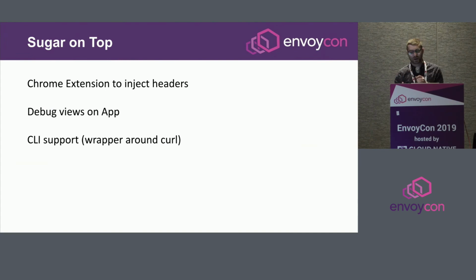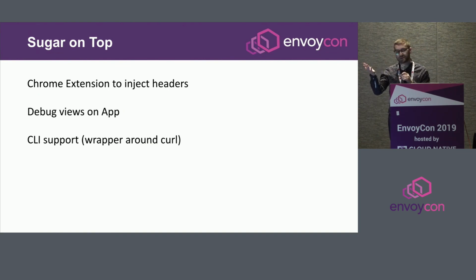Unfortunately, the developer experience of sending headers is terrible. If you're working on mobile, you have to use some proxy. If you're working on web, then you have to use some extension or whatever. So what we did is we wrapped this functionality in some sugar. For Chrome, we built an extension that basically just wraps injecting a header. For the app, we added debug views.